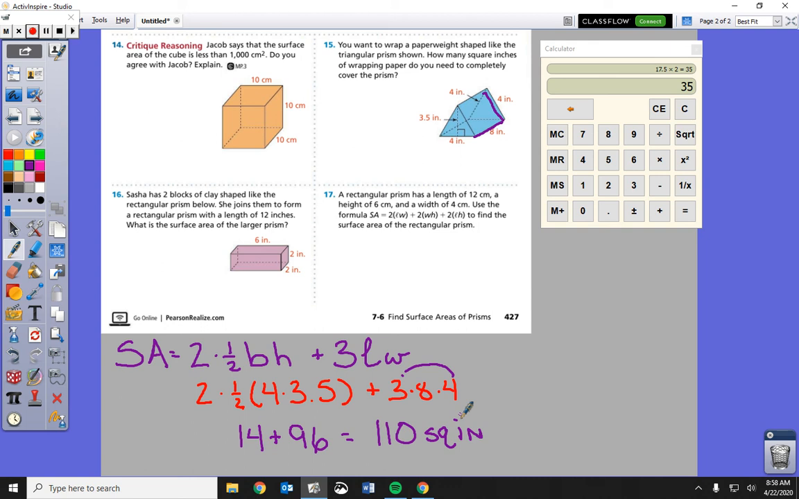All right, next one. A rectangular prism has a length of 12 centimeters, a height of 6 centimeters, and a width of 4 centimeters. Use the formula SA equals 2 times length times width plus 2 times width times height plus 2 times length times height to find the surface area.